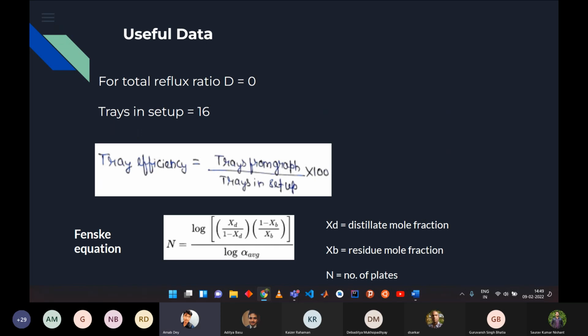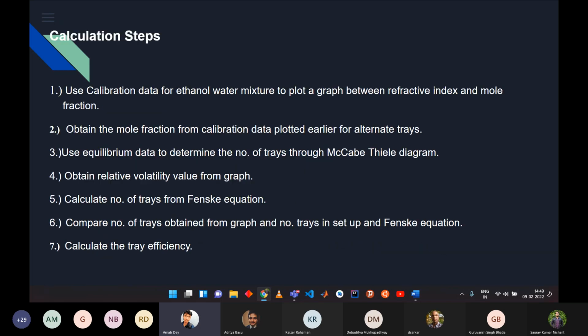Now in this experiment, we will use the total reflux ratio condition. So basically D will be equal to 0. The rectification line we will obtain is basically the straight y equal to x line over here. And this is the tray efficiency. We will come to the tray efficiency later. Moving to the next slide.